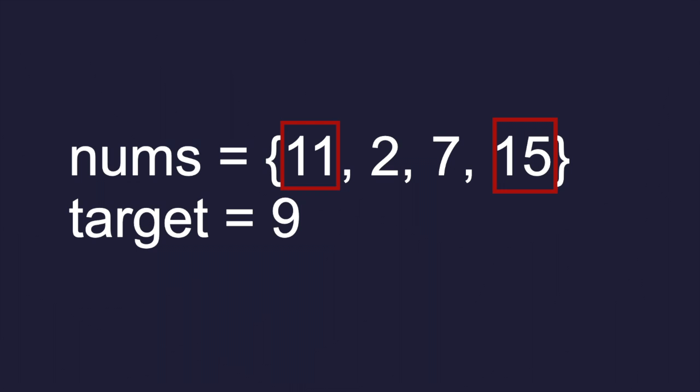Since this doesn't add up to 9 and we are at the end of the array, we break out of the inner loop and start the comparison again, using 2 and 7. Since these both add up to 9, we know that we have found our indices, and we return them in an array.